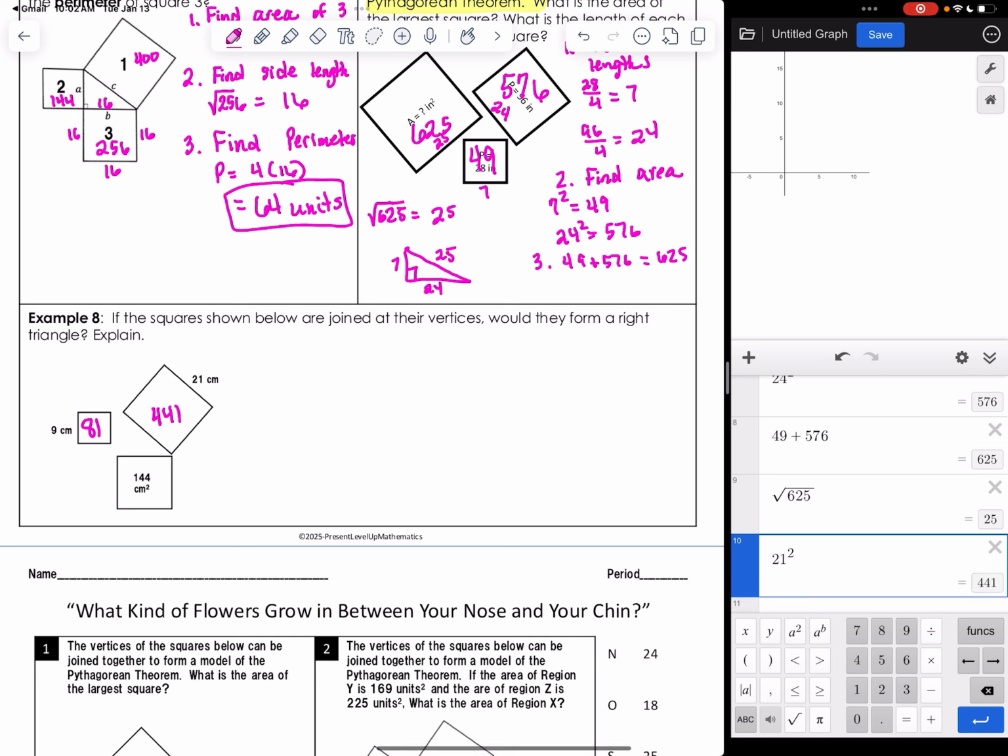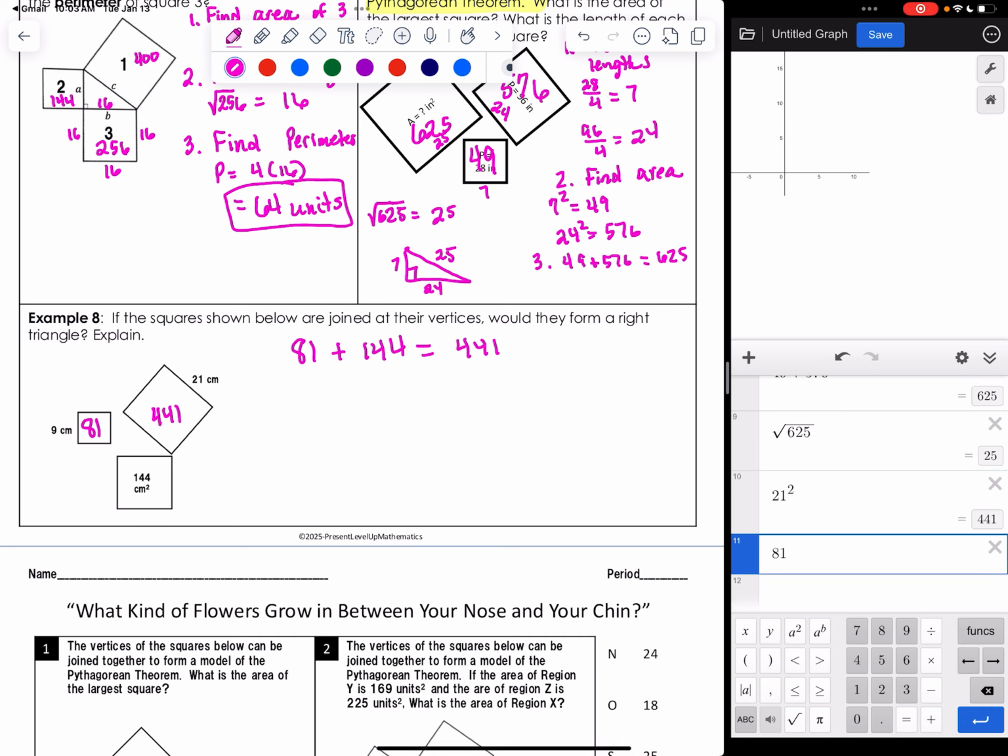Now, if they form a right triangle, the area of the small square, 81, plus the area of the medium square, 144, would equal the area of the largest square, 441. Whoops, sorry. It should be 441. Now, let's see if that statement is true. So what is 81 plus 144? And that is 225. So does 225 equal 441?